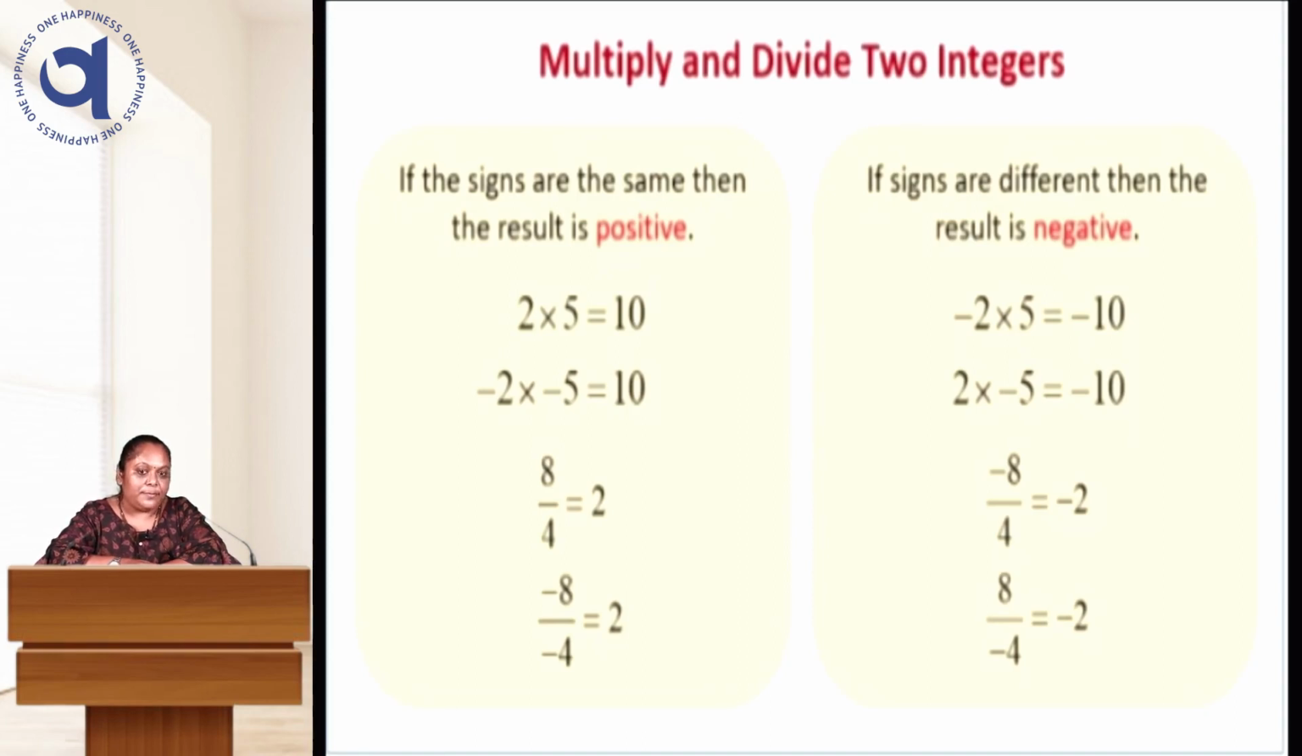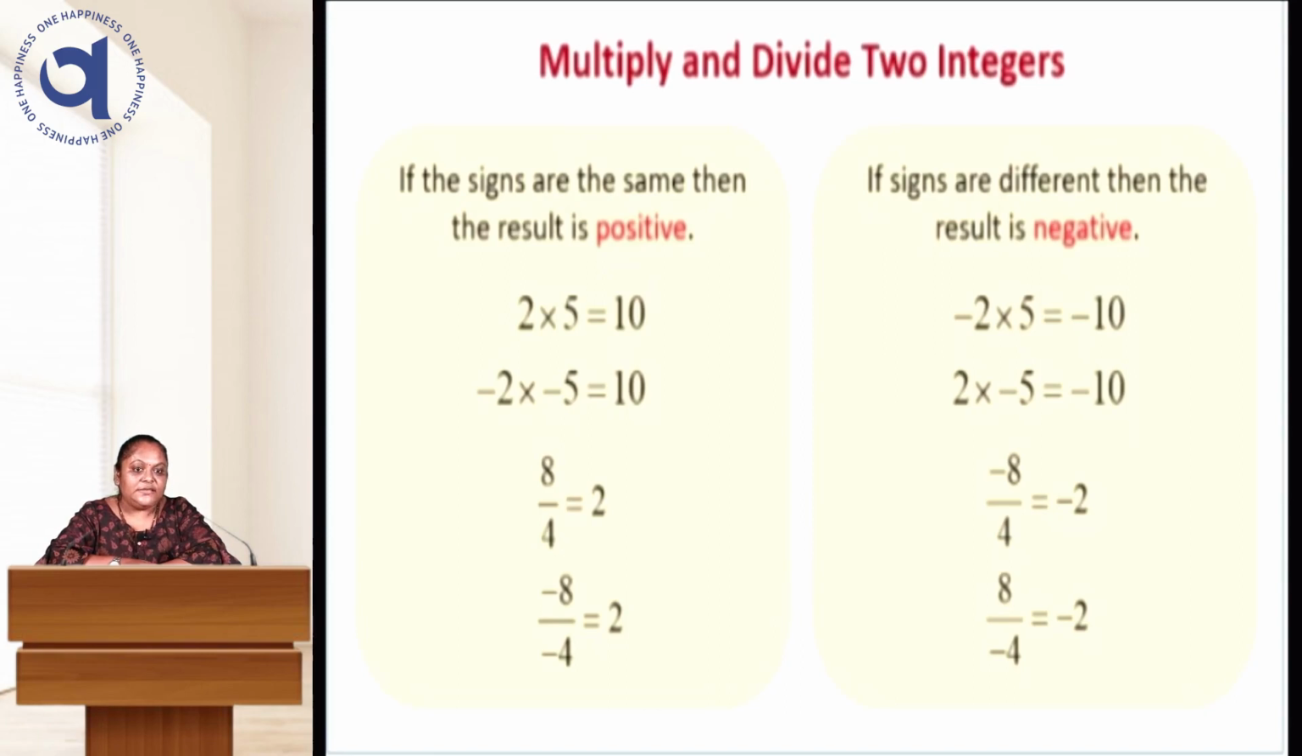Let us see an example. 8 divided by 4, you will get 2 because both are positive integers. Minus 8 divided by minus 4 is equal to 2 because both the integers have negative values. So, your answer is positive.